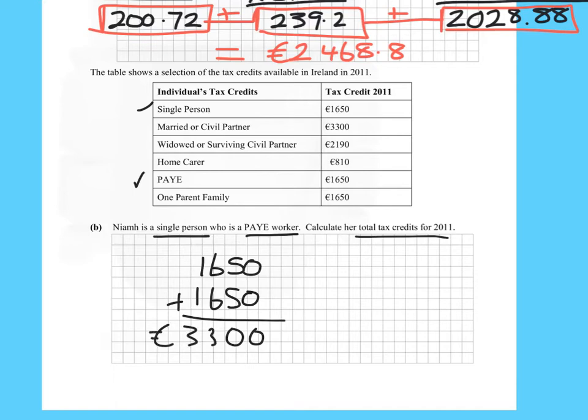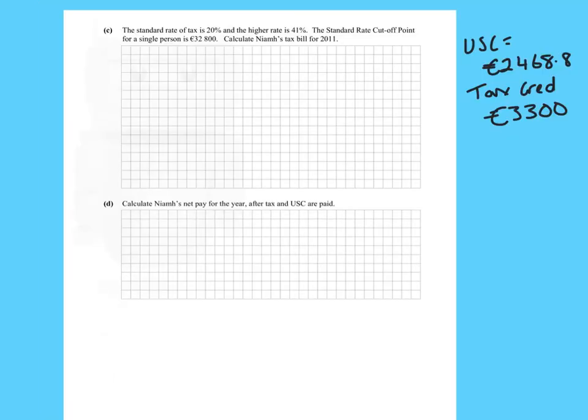3,300. Okay, so the next part of the question asks you to do what we've done before. Standard rate of tax is 20%, a higher rate is 41%, and the standard rate cut-off point for a single person is 32,800. Calculate Niamh's tax bill. So you'll see that I've just put these in here, and actually I forgot to put in her gross income was 45,000. So I'm just going to do as before. You can fast forward the video here if you're happy enough with this section.